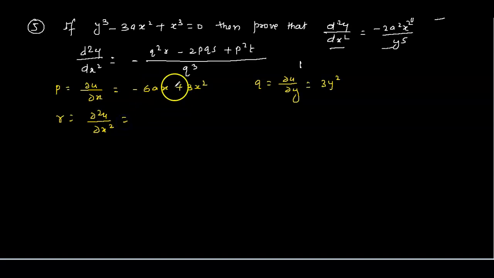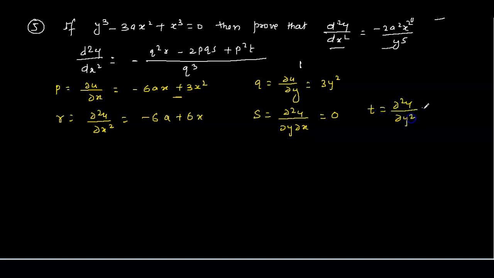r means double differentiation of u with respect to x 2 times. So this one we have already done here. One more time if we differentiate, this becomes minus 6a plus 6x. s means del squared of u by del x del y. Already we have differentiated with respect to x, now we differentiate with respect to y, so it will become 0. And t means del squared of u by del y squared. So this one we differentiate one more time with respect to y, so it becomes 6y. So we have already got the values of p, q, r, s, t.